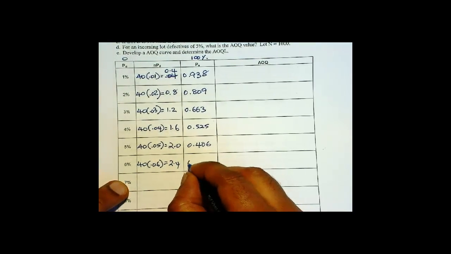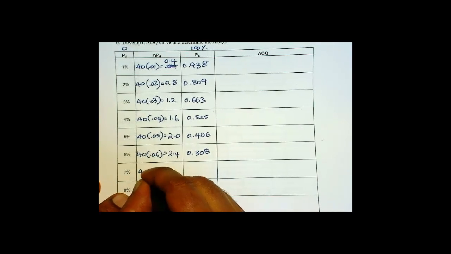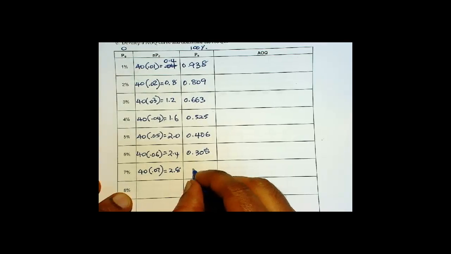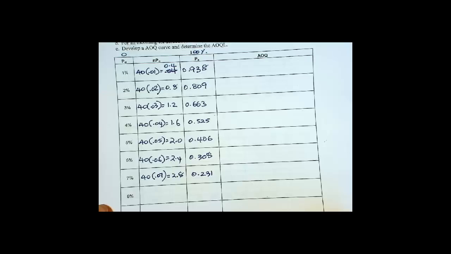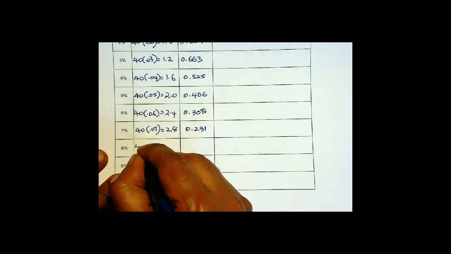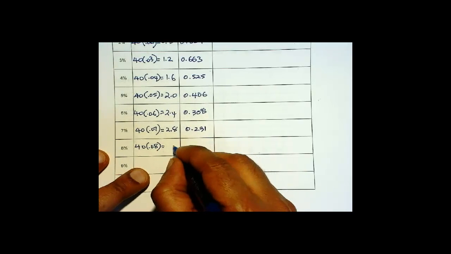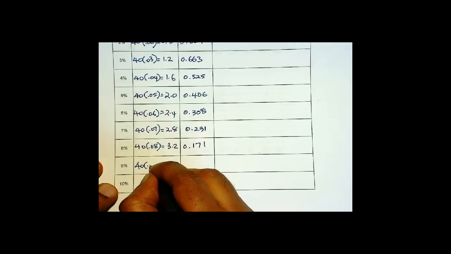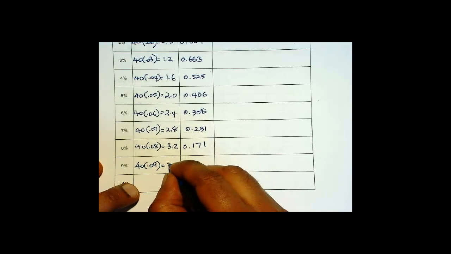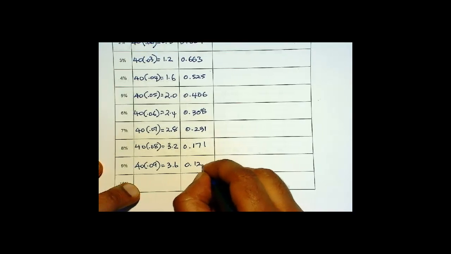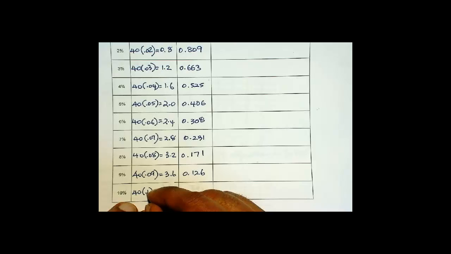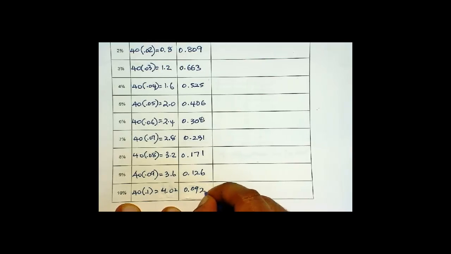Then 2.4 at 0.308, and 2.8 is 0.231. You don't really need to go more than 10%. 10% is plenty. 40 times 0.1 is 4.0, and that is 0.092.